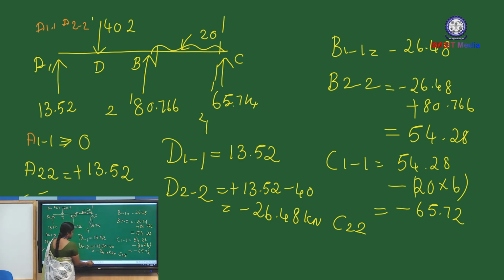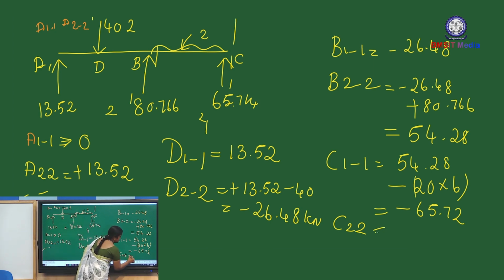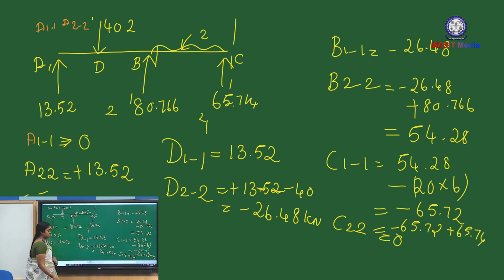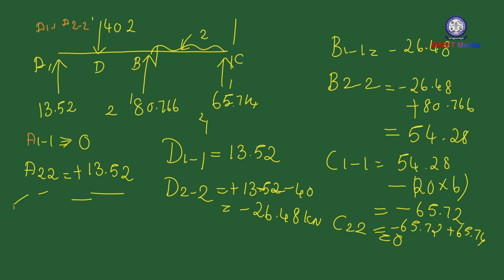Next, calculate C22. C22 means this is the section. One more force is there, we have to add 65.74. This is acting upward, so plus sign. The previous value is minus 65.72, and adding 65.74 gives 0. After calculating this, draw the shear force diagram.